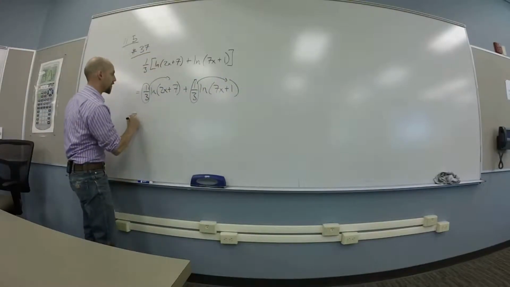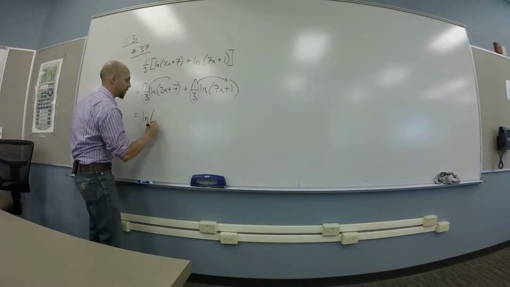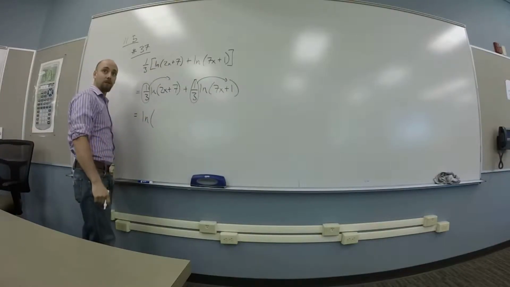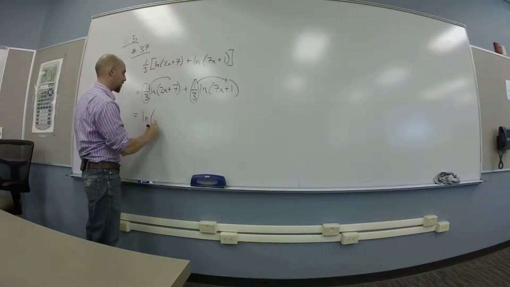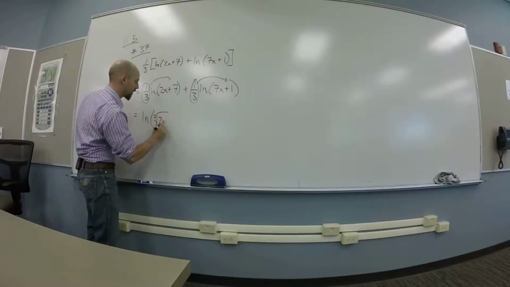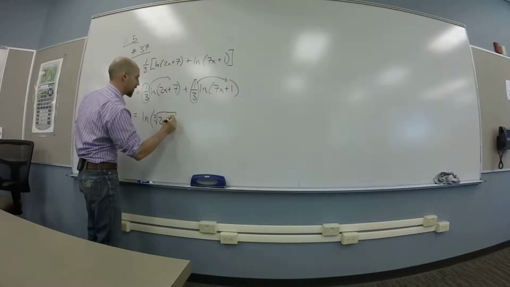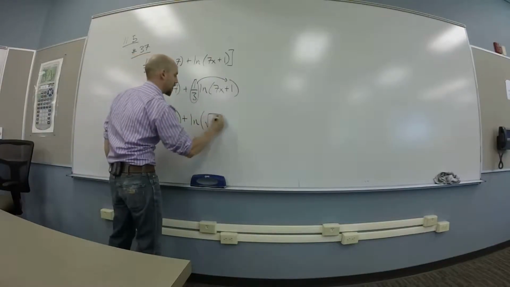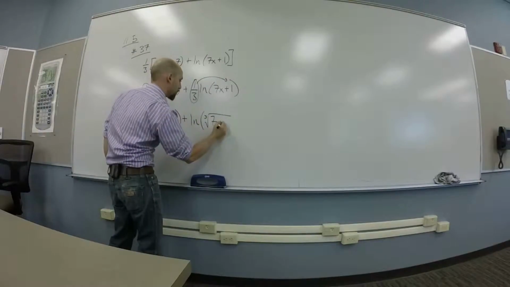So I'll have log of what? No, this is a good idea. Okay, cube root of 2x plus 7. So I get the log of the cube root of 2x plus 7 plus log of the cube root of 7x plus 1.